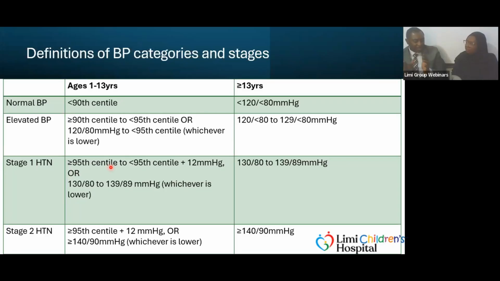So reading the blood pressure in children is not just hit and run. No, we do a lot of checking to classify. Also, if it's between 130/80 and 139/89, whichever one is lower is taken as the cutoff. By the time we have values greater than the upper limit of stage 1, which is greater than the 95th percentile plus 12 millimeters of mercury, or by the time we're getting 140/90, that is stage 2 hypertension. The staging of blood pressure for those greater than 13 years is clear. It's similar, it just approximates that of adults, right?